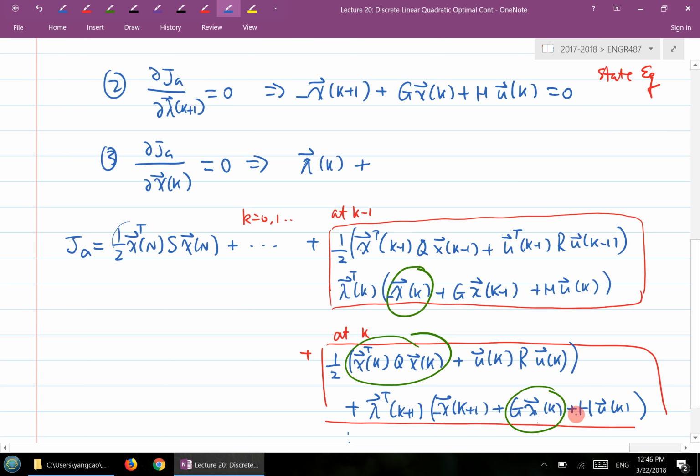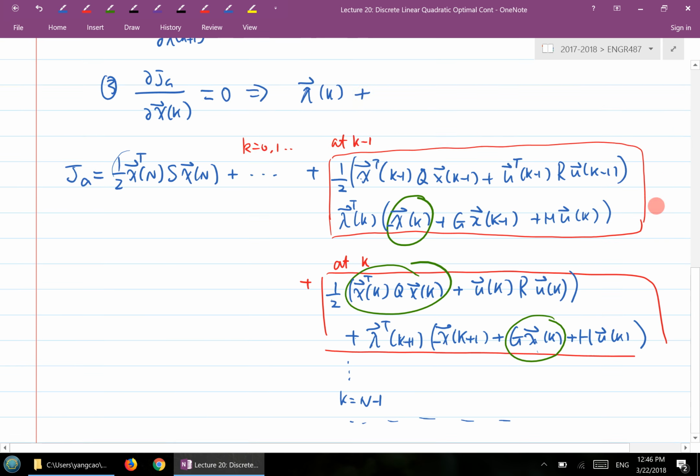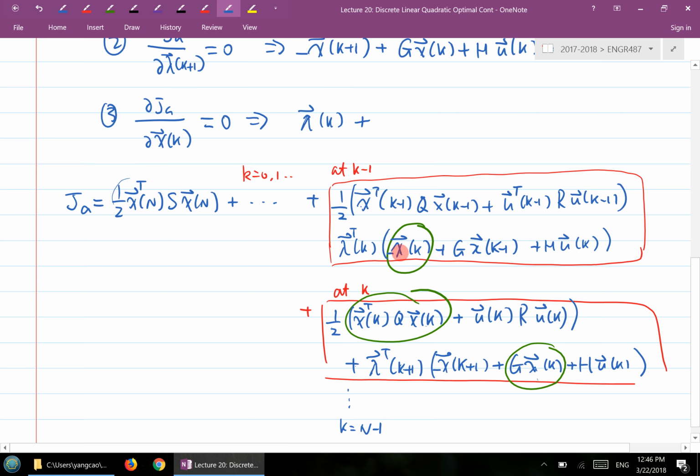Okay, that's the only difference right here. Now if I look at the partial derivative with respect to x of k, the first term is negative lambda. The second term is positive, basically Q times x of k, and Q is a symmetric, positive definite matrix. Then you have another term, G, so it becomes G transpose times lambda k plus 1. And this then equals 0.